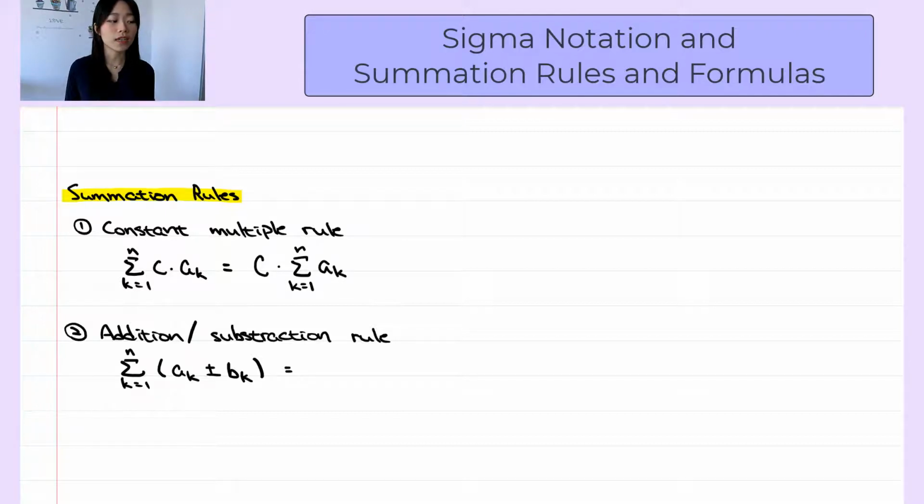The second rule is the addition and subtraction rule. When you have the sum of a term plus or minus another term, you can expand this as the sum of the first term, ak, it starts when k equals to 1 until n, plus or minus the sum of the second term, bk, and the index starts at 1 until n.